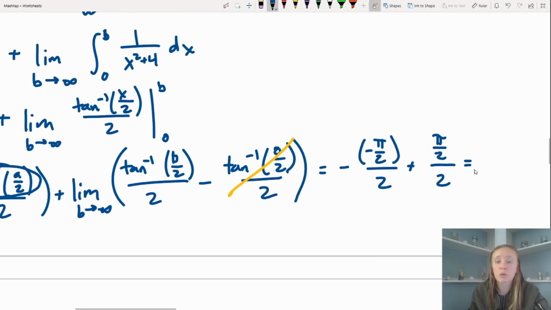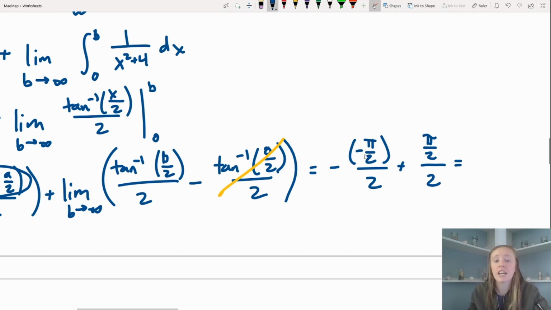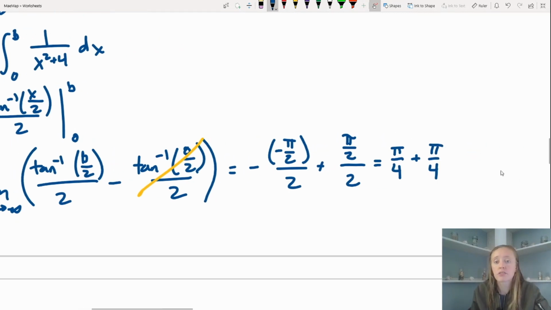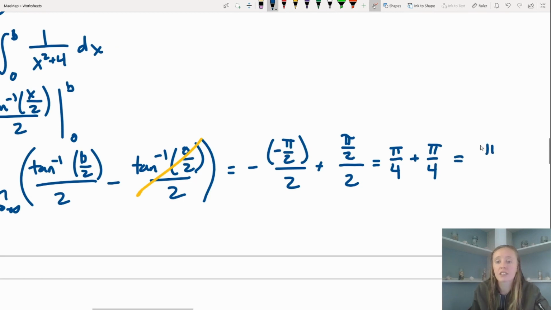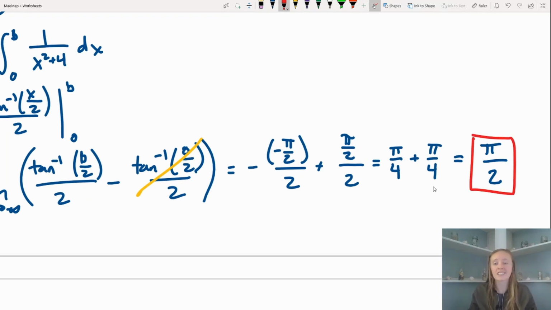What's that going to be equal to? Negative times negative, that's a positive. Pi over 2 is pi over 4, plus pi over 2 is another pi over 4. Pi over 4 plus pi over 4 gives us pi over 2. So our integral in this example is equivalent to pi over 2, even though both of those bounds were infinite.